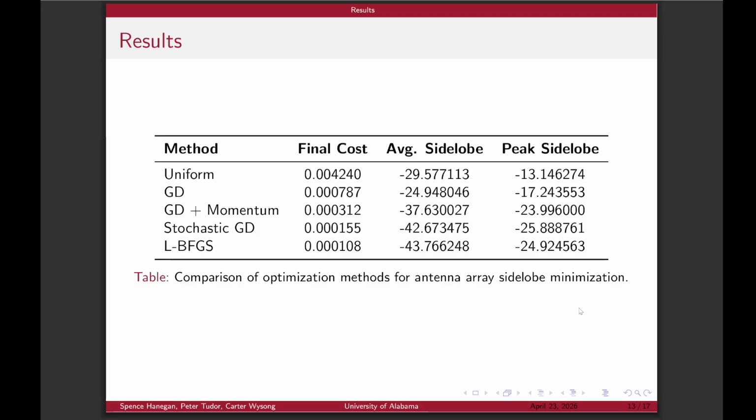Finally, let's go over the results of our optimization algorithms that were implemented in Python. First, for comparison's sake, we have the uniform case, which has a final cost of 0.00424, an average sidelobe level near negative 29 dB, and a peak sidelobe level of near negative 13 dB.